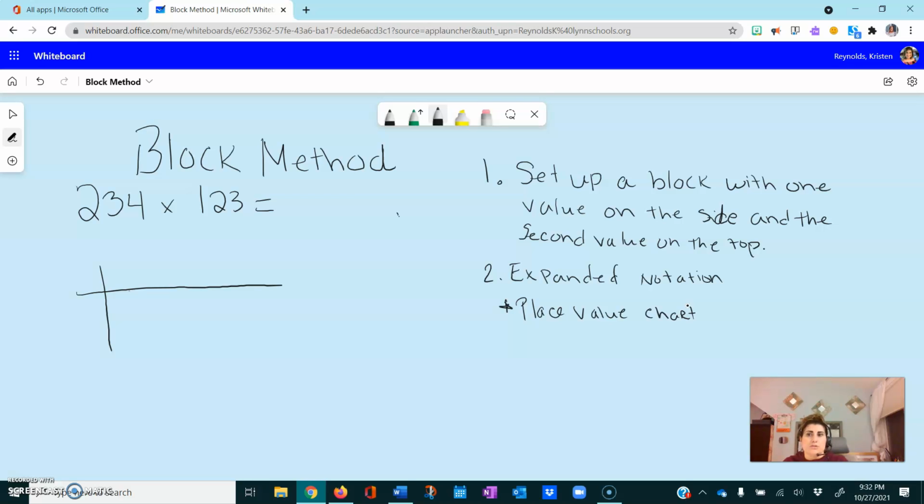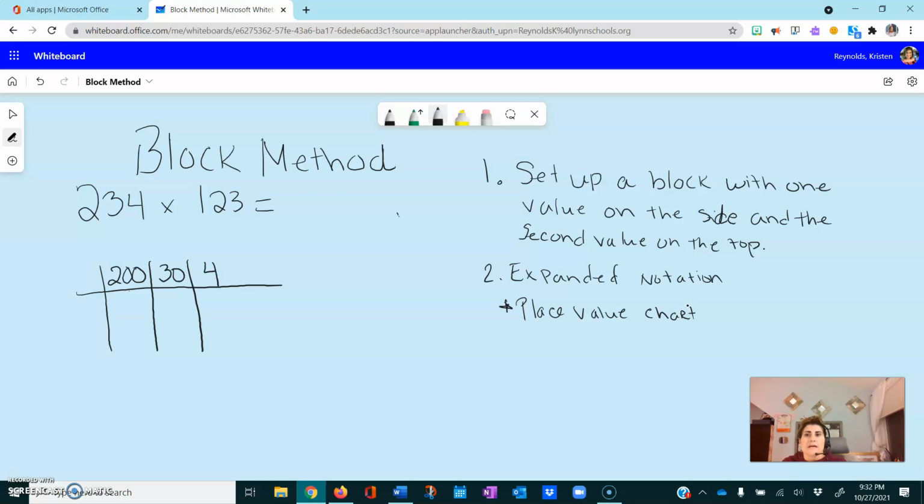So my 2 is in the hundreds place value, so I'm going to make this 200. And then I'm going to go ahead and draw a line. My next value is 3, and it's in the tens place, so I have 30. And then I'm going to draw a line. And then I have 4. 4 is in the ones place value, so it's just 4.